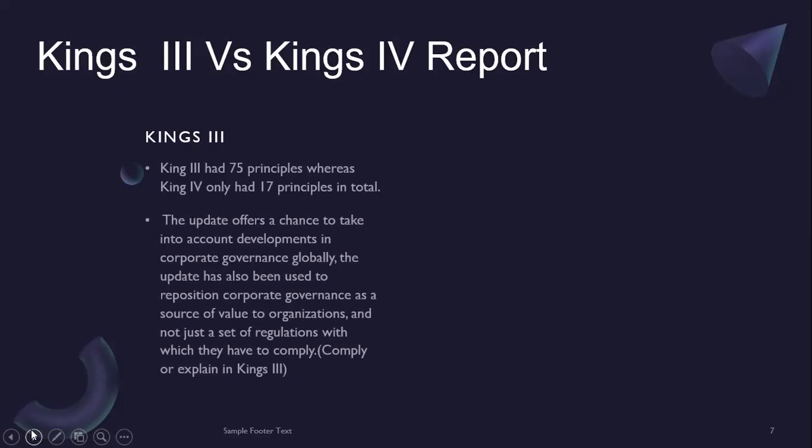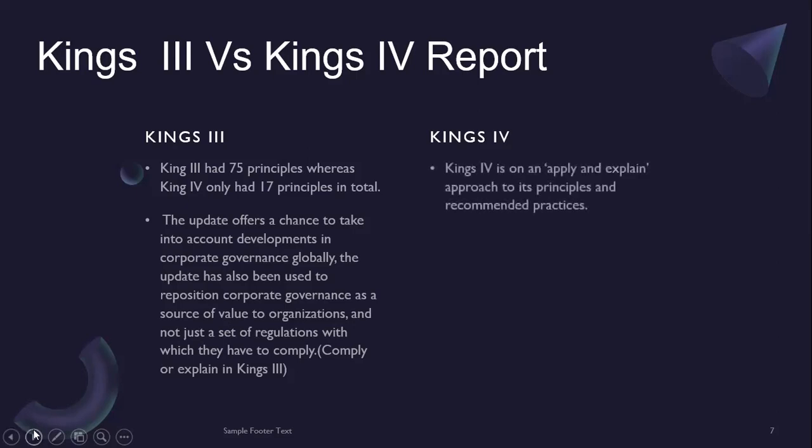Before the introduction of King's 4, we had the King's 3 report, and it had 75 principles. King's 4 was an update of the King's 3 report, and it was not really meant to eliminate King's 3. It was just an update. King's 4 has 17 principles, and I think it's been divided into 4. King's 3 report used an approach called comply or explain, and King's 4 uses an approach called apply and explain.